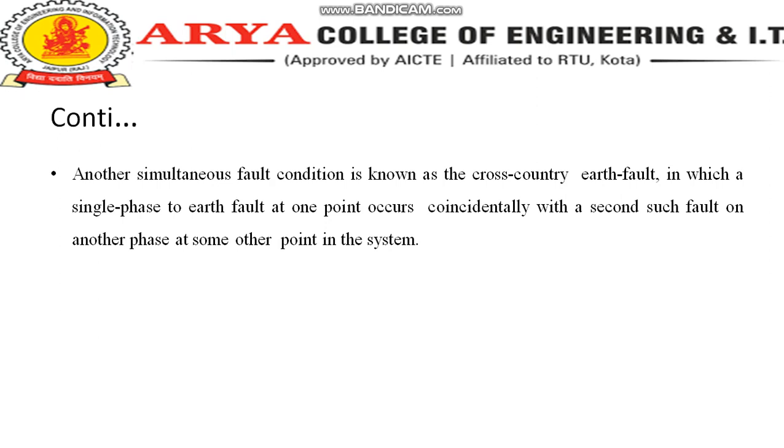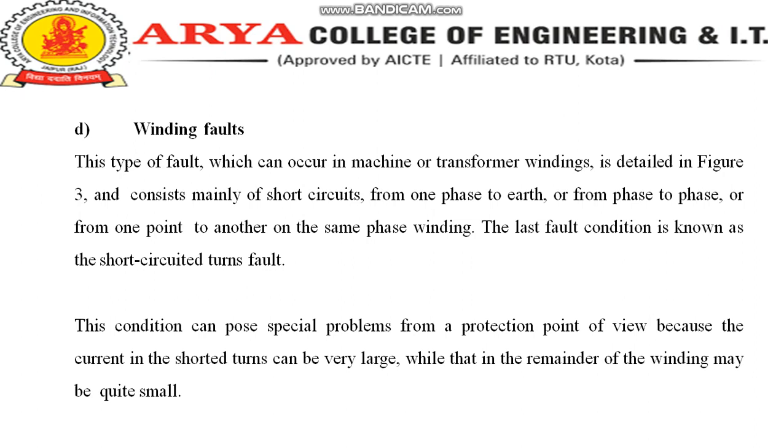In continuation, the simultaneous fault condition is known as a cross-country or earth fault, in which a single phase to earth fault at one point occurs coincidentally with a second such fault on another phase at some other point in the system. The fourth one is winding fault.